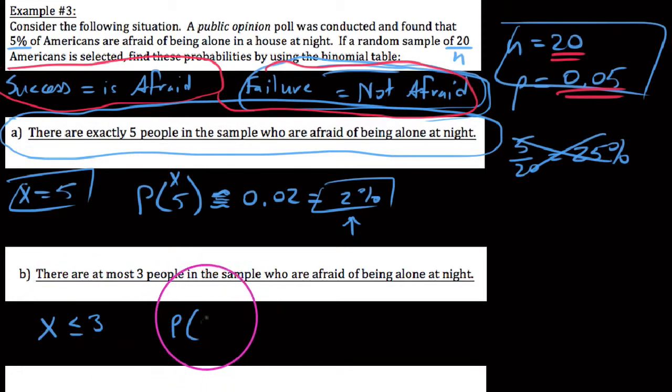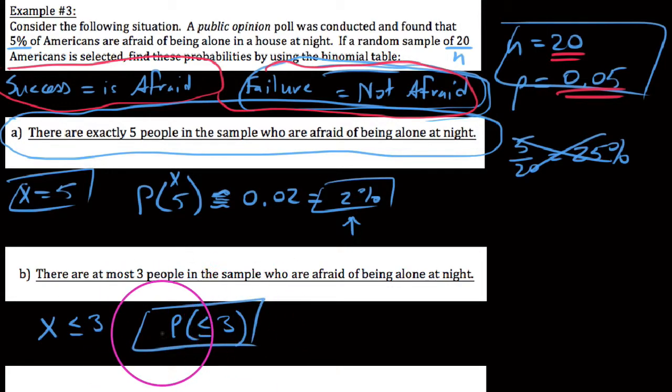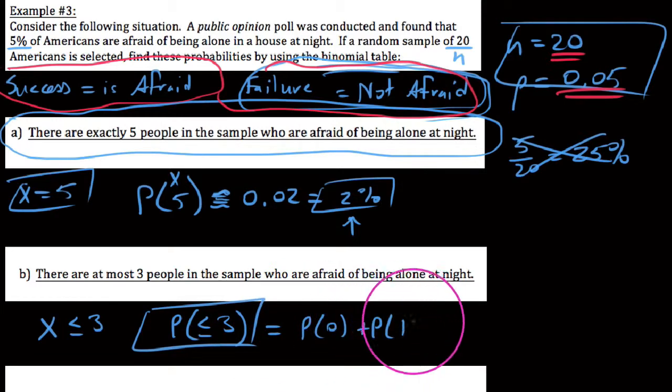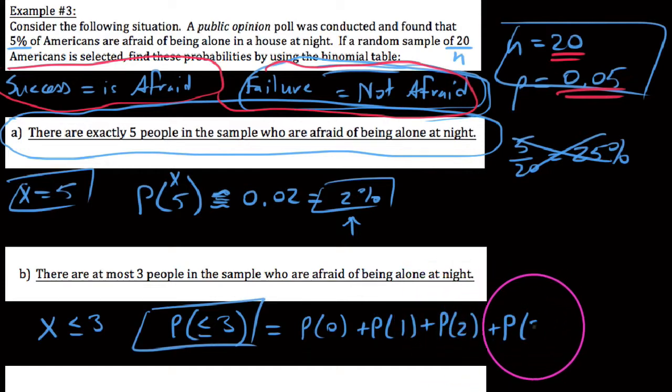If I were to write this out, we say probability of less than or equal to 3, and this is what I would want to see if I had my students writing it. Keep in mind that this means probability of 0, or the probability of 1, or the probability of 2, or the probability of 3. So in this instance, we have to go look up each of these in the table.